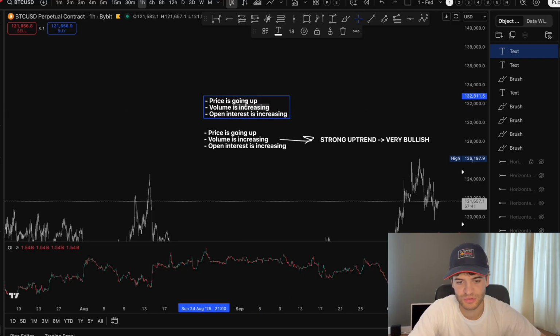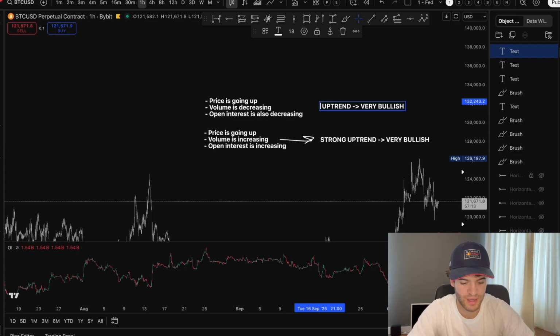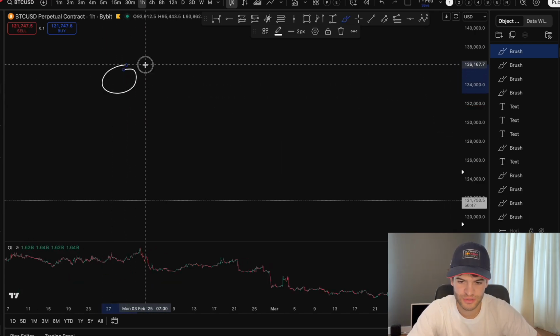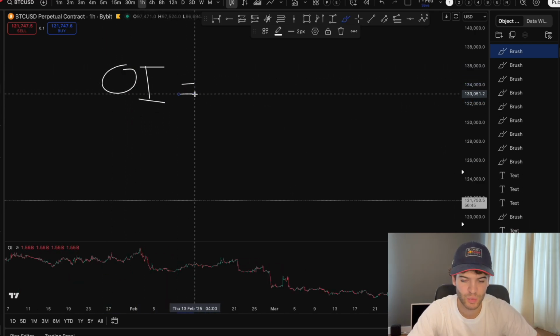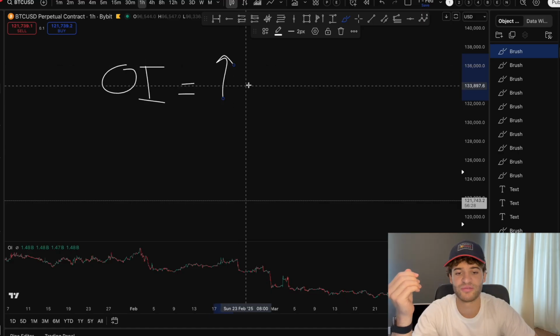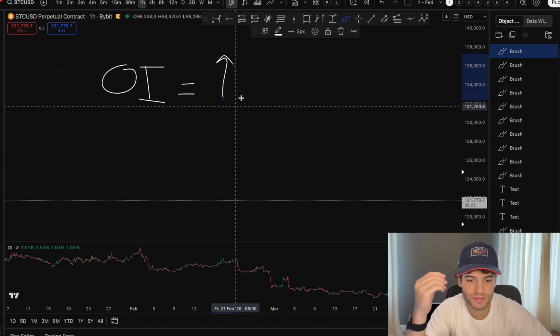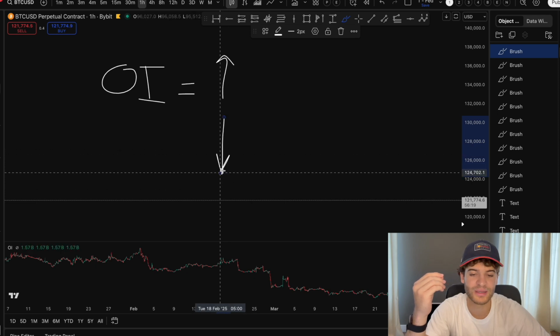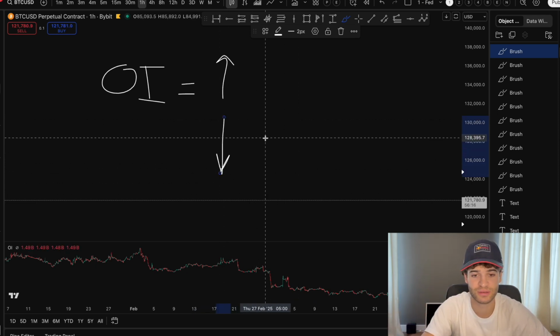So a weak uptrend, you typically have price going up, of course, the volume is decreasing, and the open interest is also decreasing. And this means that we have a weak uptrend, which is bearish. So open interest is basically how much money we have in the market. So if open interest is going up, that means that we have new money entering the market. And when open interest is going down, it means that we have money leaving the market.